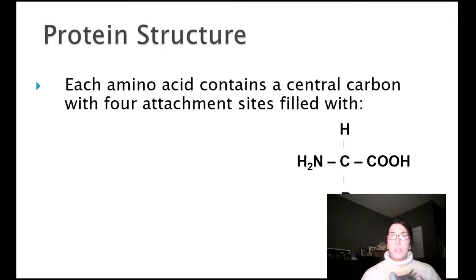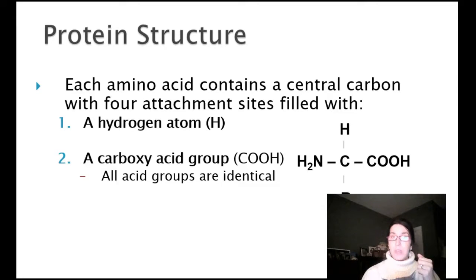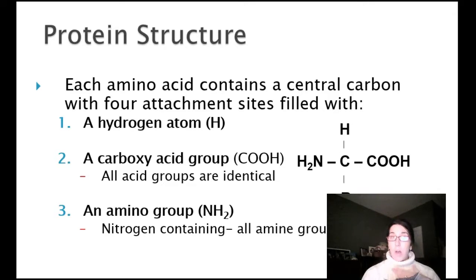The structure of protein. Each amino acid has a central carbon, and I've got a little picture or diagram there for you. There are 4 sites, you can see them. One of them is a hydrogen atom. You have a carboxy acid group, so there's your acid group on the end on the right, and all those acid groups are identical. And you have the amino group, so that's the nitrogen-containing group, which differentiates it from a lipid or a carbohydrate. Those are also identical.